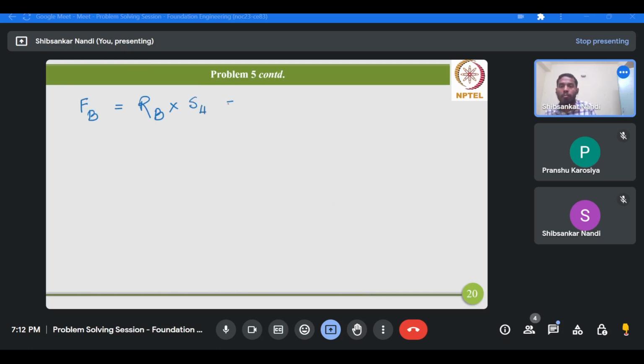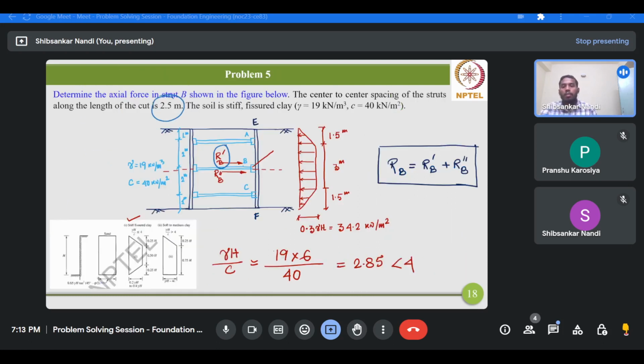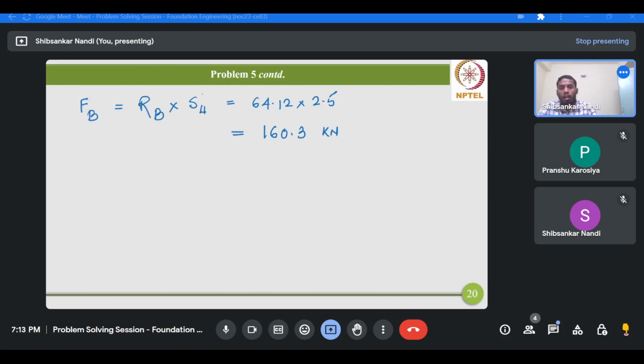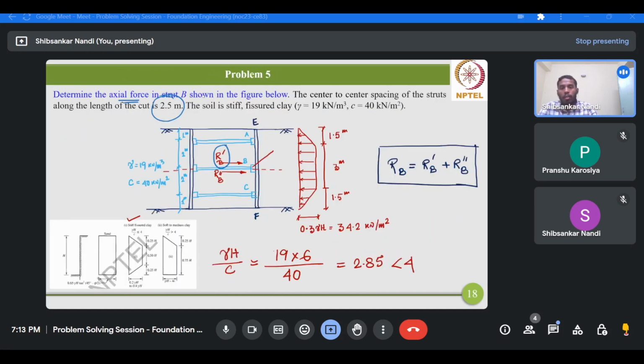Okay, so 64.12 multiplied by 2.5, that is 160.3 kilonewton. So this is the total axial force acting in this strata B. Okay, so this is the total axial force which is basically acting in strata B. So in this way you can calculate the strut force.